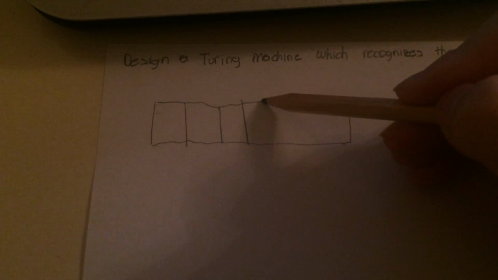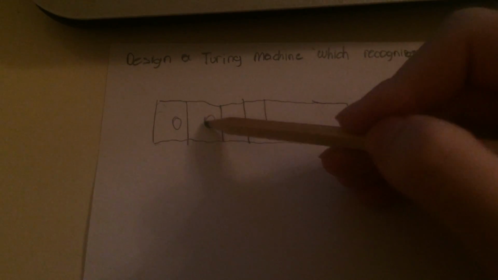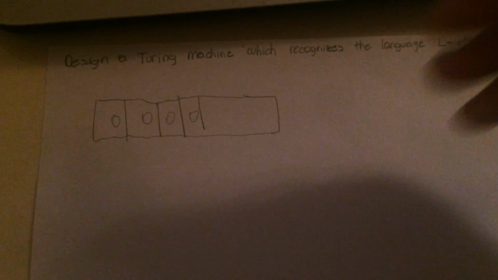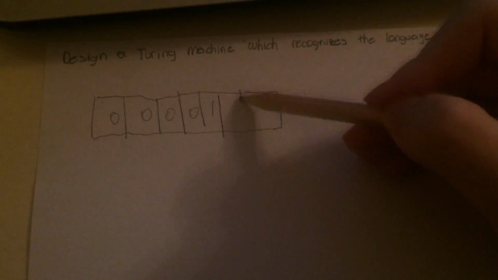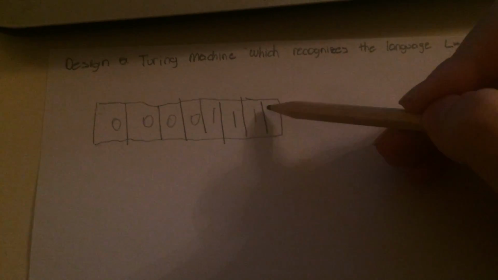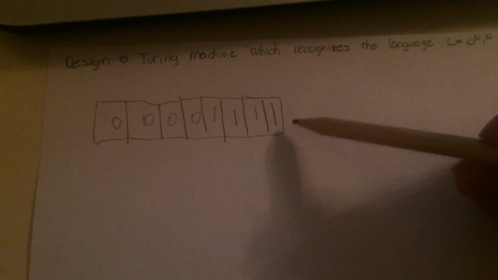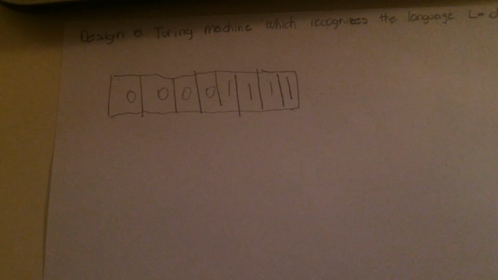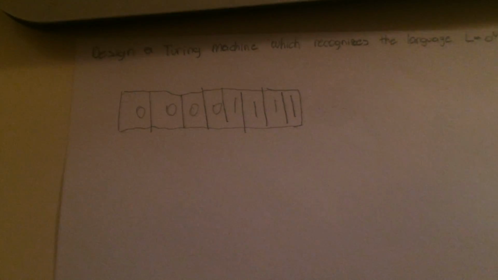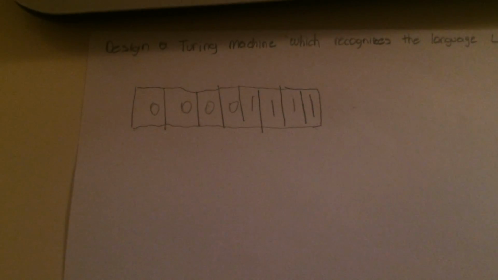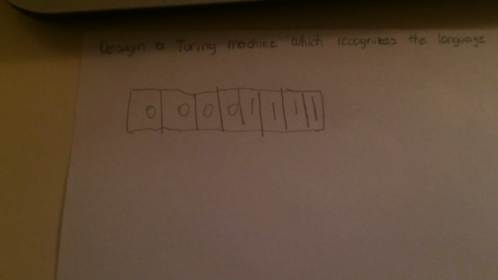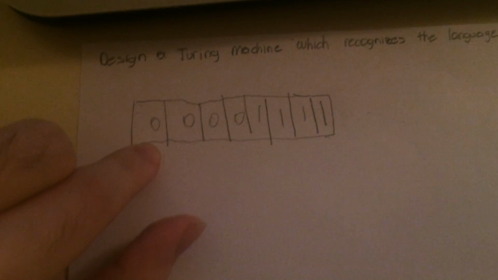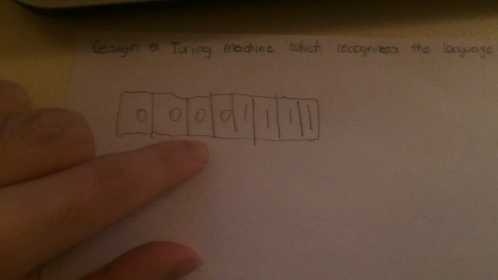Let's put 4 zeros. After the zeros, there should be ones, which let's show in the tape. And after these ones, there are blanks going to infinity. So in my algorithm, firstly we change a zero to x. After that, we need to go to the right until we see a 1.